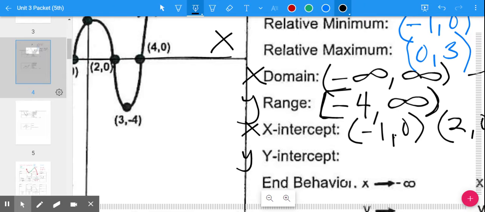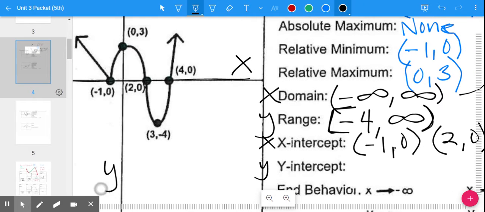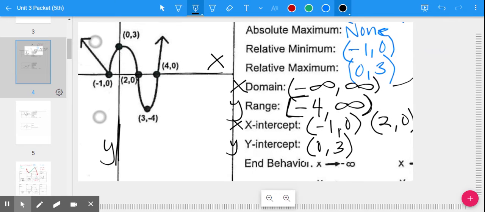So the y-intercept is talking about where it crosses the y-axis, which is this straight up and down one. And there's only one place where it crosses, and that's at 0, 3. The x value is 0.